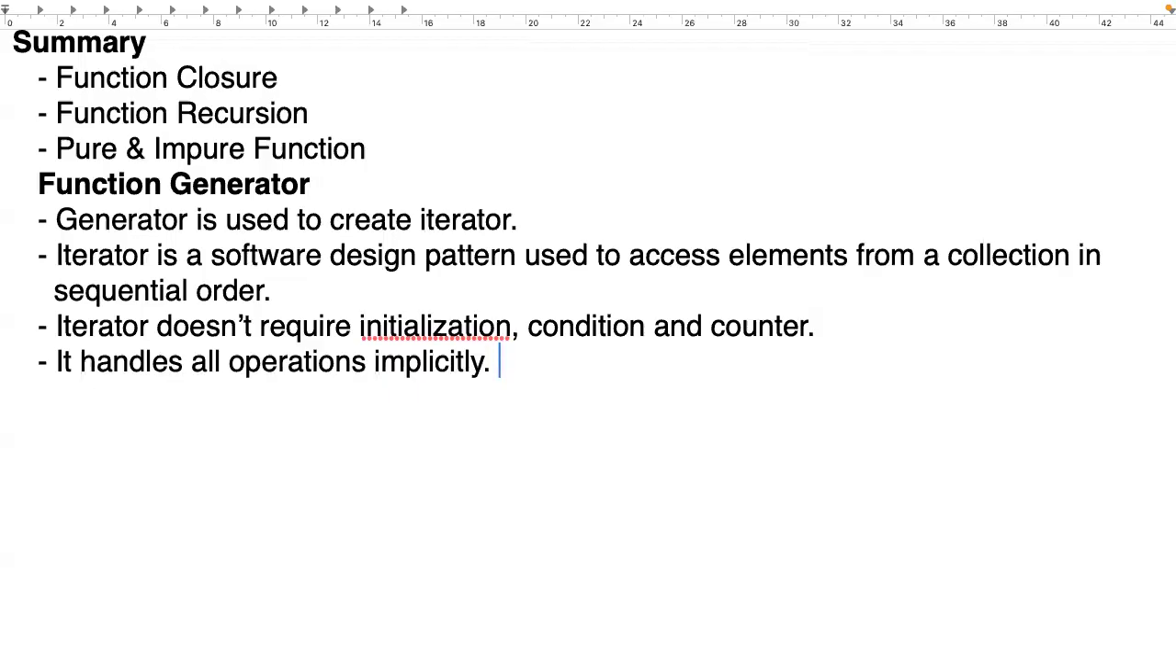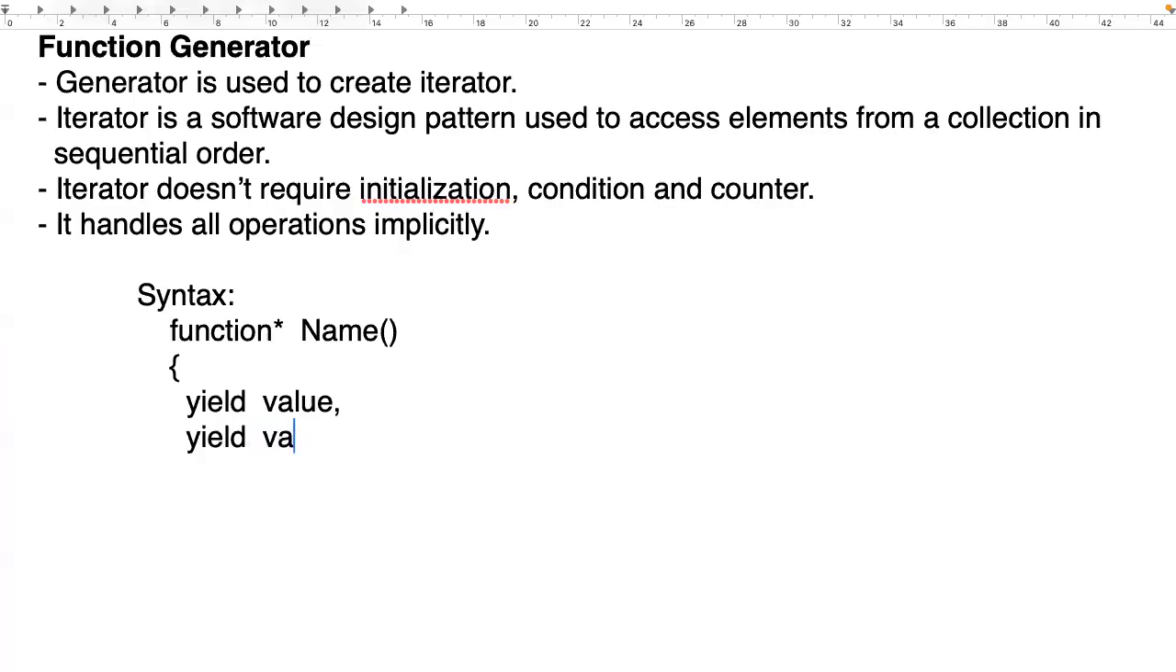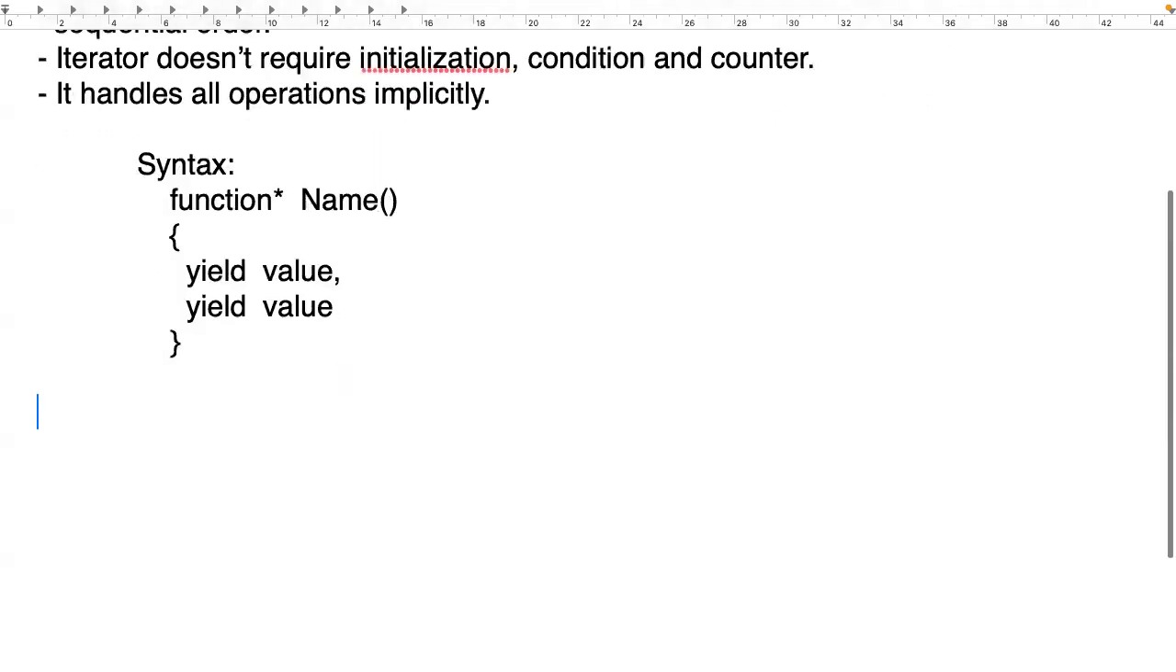So how are generators created? Yesterday I gave one example. We write a function, then an asterisk and the function name, and the function will yield. So it will yield a value. You can make the function yield a value. I explained the concept about this.